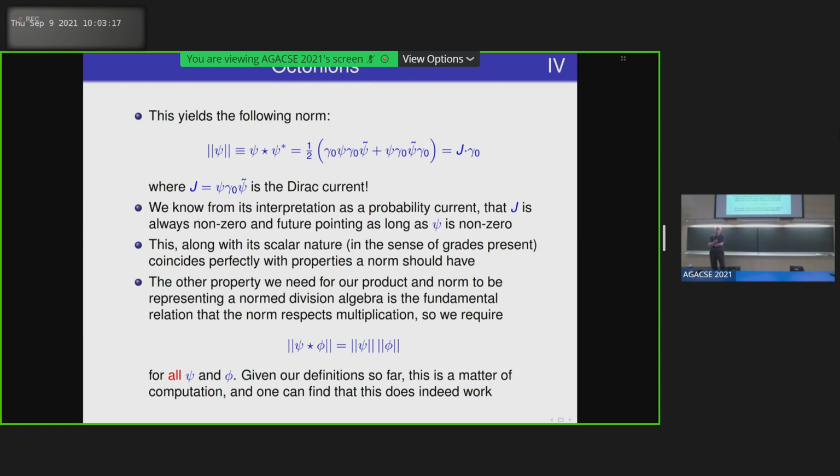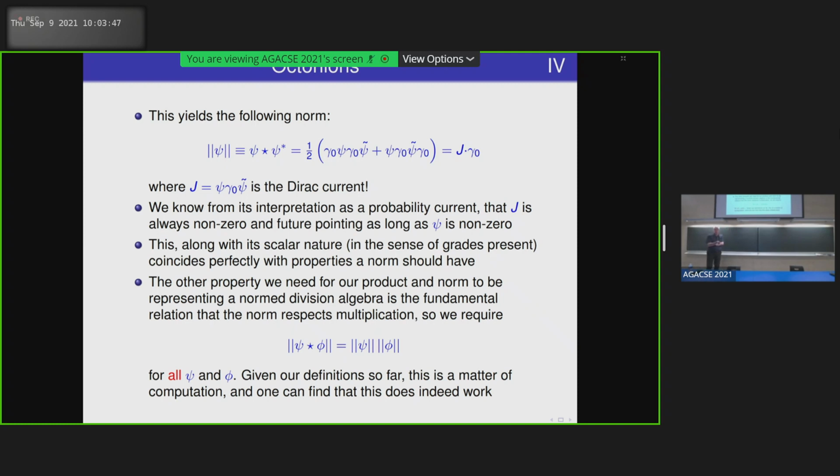So the norm here is the time-like part of the Dirac current. And of course, we know from its interpretation as a probability current, this is why it works so well, that j is always non-zero and future pointing as long as psi is non-zero. So it can function perfectly as a norm. And of course, it's a scalar in the sense that the grade is present, so it coincides perfectly with all the properties a norm should have.